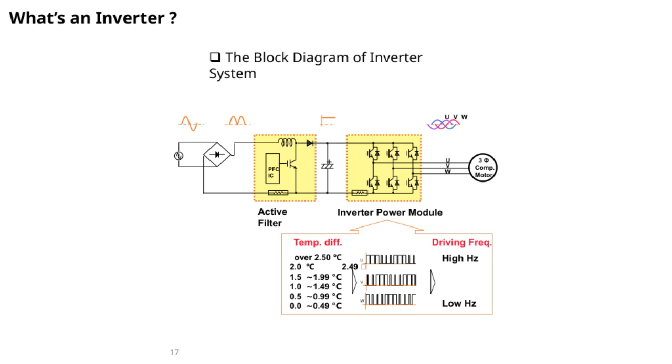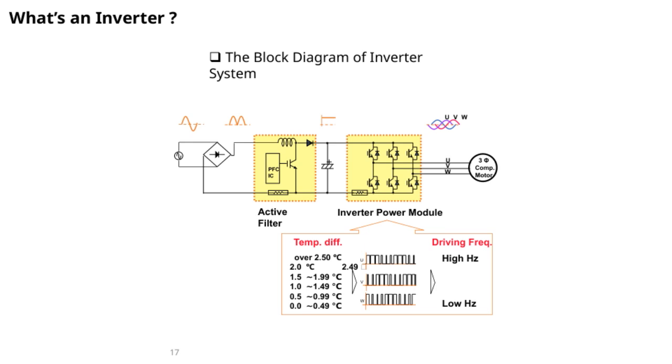Now, the slide introduces some key components and concepts. PFC, or power factor correction, is important because it improves the efficiency of power usage by reducing reactive power. The IC, or integrated circuit, plays a central role in controlling the inverter's operation. When we see the symbols for W, V, and U, those represent the phases of the motor or the system's power lines, specifically three-phase power, which is common in industrial applications.